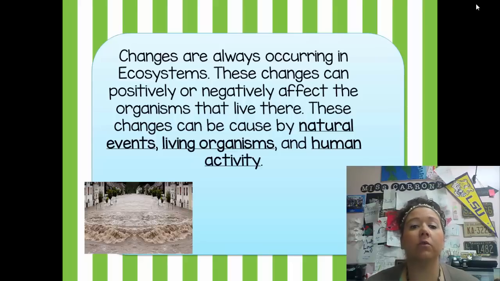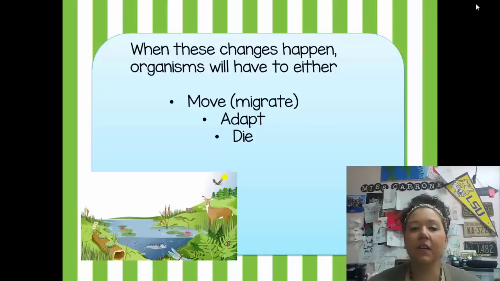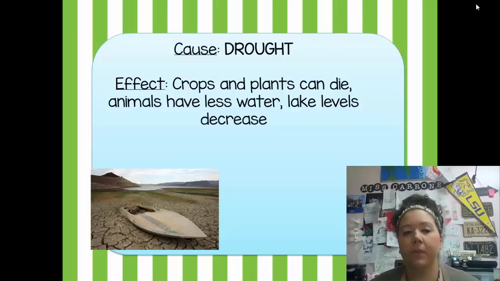We are responsible for a lot of changes in the ecosystems, and a lot of those changes will benefit us, but they don't benefit the animals necessarily that live there already. Okay, and so when these changes happen, organisms will have to either move, migrate, adapt, or die. If the organism can't adapt or doesn't move away, then a lot of these changes can have a negative effect on them and cause them to die. All right, so we're going to look at 8 causes and see their effects on the ecosystem.